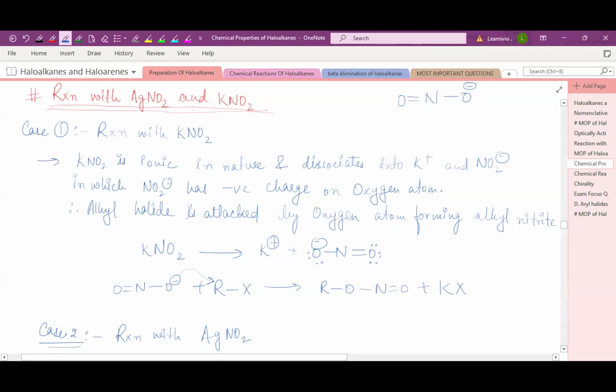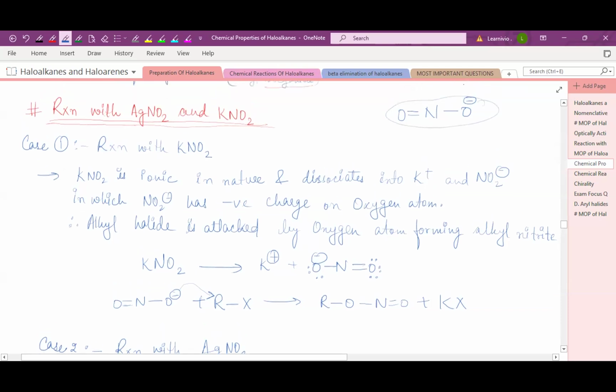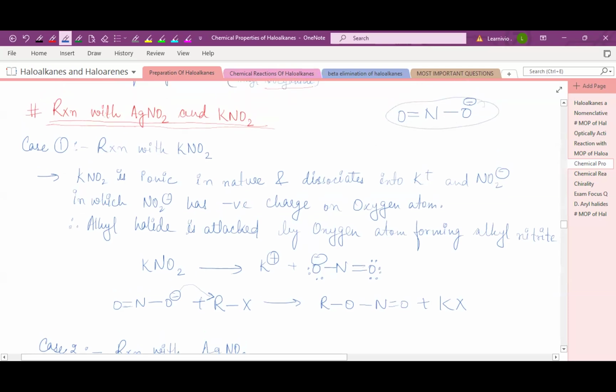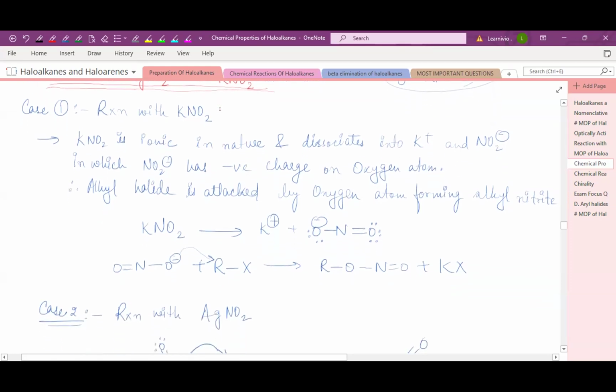Okay, in both the cases, you should remember the attack. When you see NO2, it is again the nitro group NO2. So this is the nitro group. N double bond O, and there is an oxygen and उसपे negative charge. So this is again an ambident nucleophile, means the attack is from either the oxygen side or the nitrogen side. So when the bond is between the NO2 and the potassium, again, the bond will be ionic in nature and it will dissociate to form K plus and NO2 minus, in which NO2 minus has negative charge on oxygen atom.